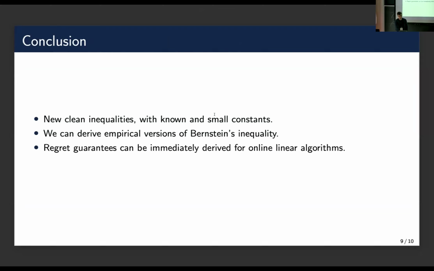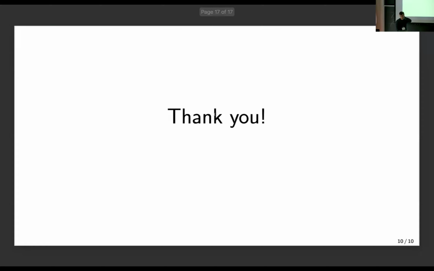Okay, and this will be all from me. I would just like to highlight that we have obtained rather general concentration inequalities. In particular, we get clean inequalities, with known, small constants, which we're pretty happy with. I have not shown you, but we can also derive empirical concentration inequalities. So we have empirical Bernstein type inequalities for self-normalized processes. And all this that I've been showing you allows us to obtain regret guarantees for online learning algorithms in a very immediate or trivial manner. So the implications are pretty immediate. And that would be all for me. I thank you again for listening to me. And I promise this time is the last one.